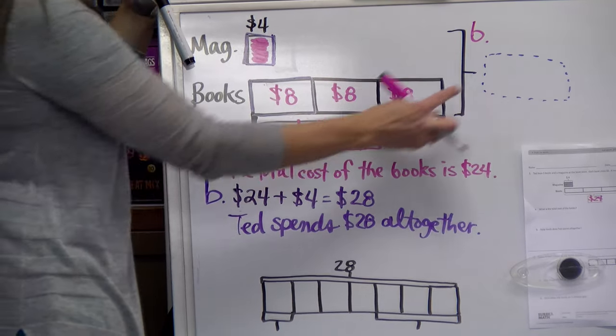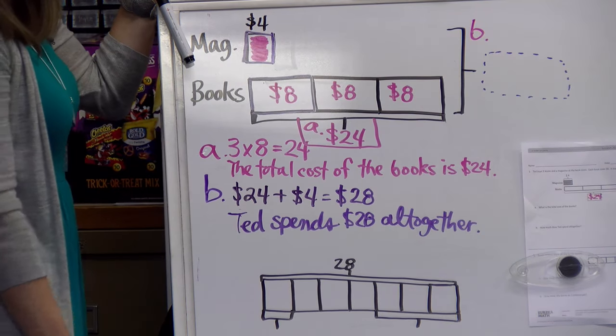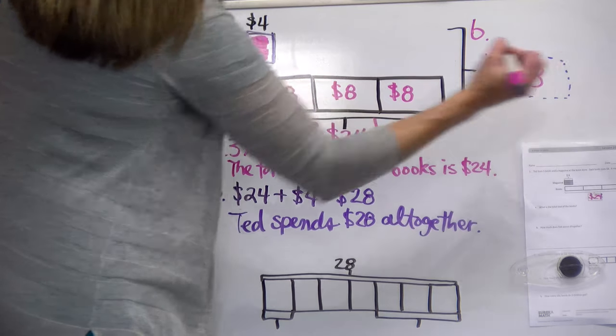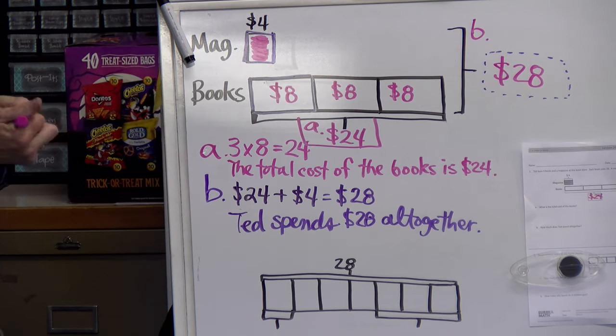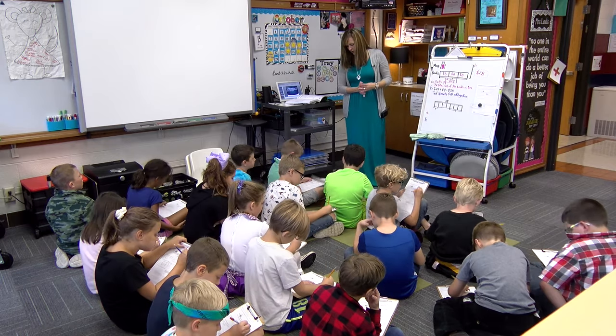In the future, if you're not sure what information needs to go there, you ask me and I can help you with that, okay? So right here, that's where we would write $28, and then we are done with problem one. Okay, do you have that labeled, $28?